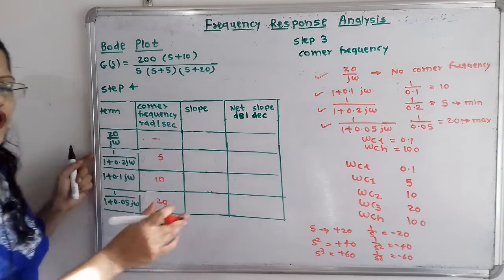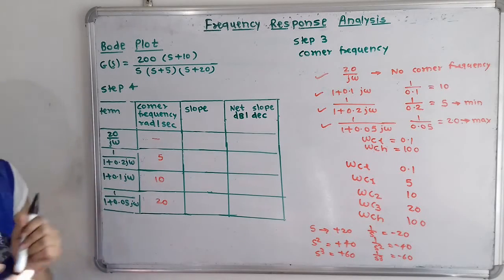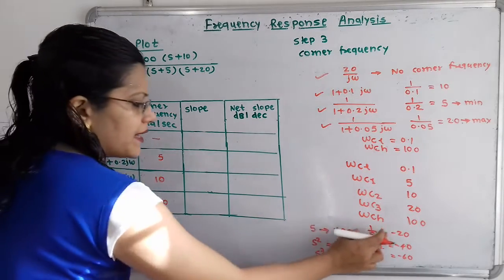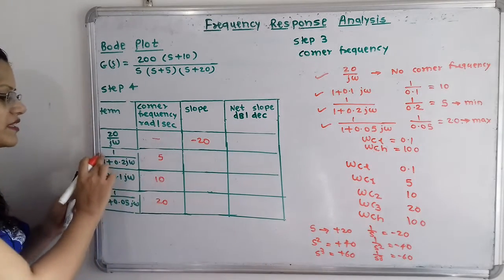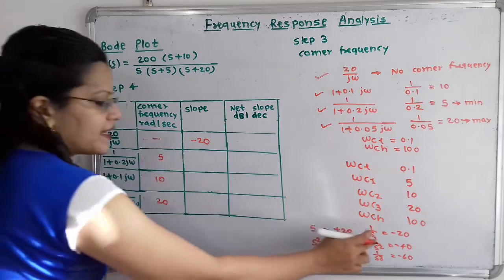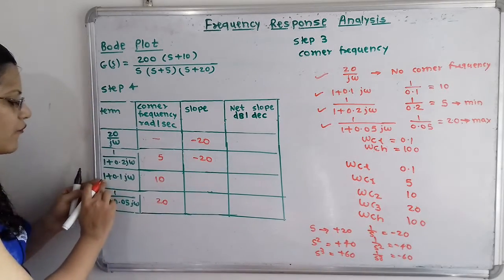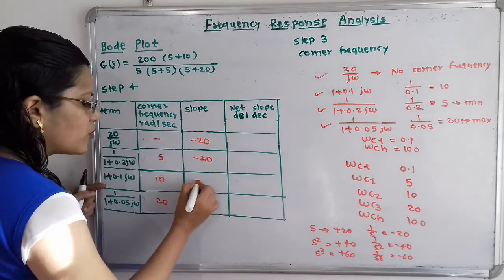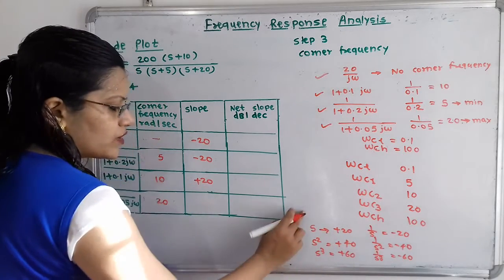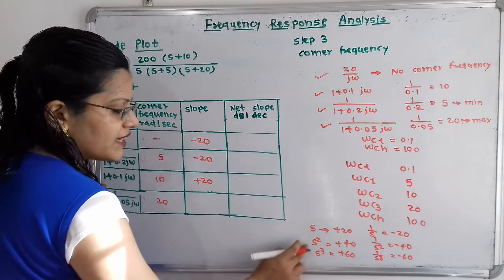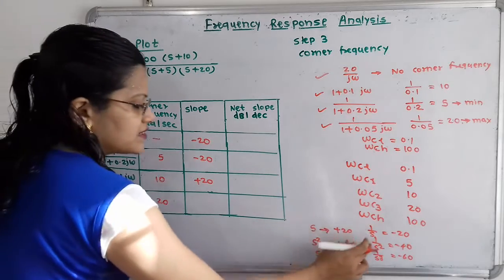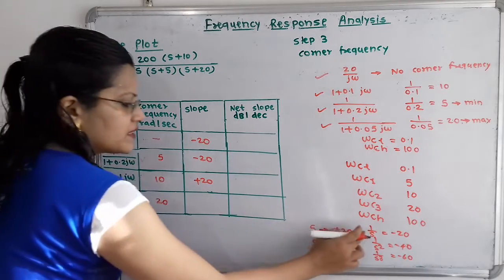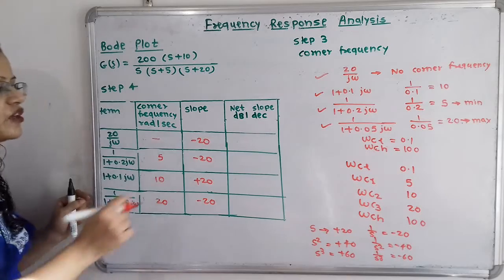Now instead of s, if we observe the first column, here we have written j omega. For the first term, 1 by j omega, that is 1 by s, we will take slope minus 20. Then for the second term also 1 by j omega, that is 1 by s, again I will take minus 20. Then 1 plus 0.1 j omega: here j omega is in the numerator, that is s, so I will take slope as plus 20. All these points are important, because whenever s is in the numerator, we have to take the plus sign, and when s is in the denominator, we have to select the minus sign. Then here 1 by j omega, that is 1 by s form is there, so I will select minus 20. So these are the slopes.